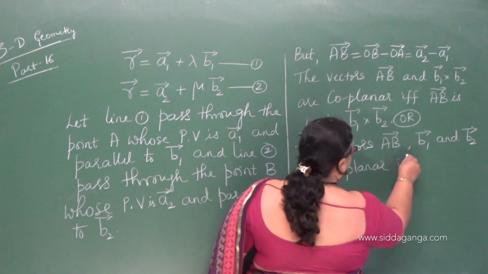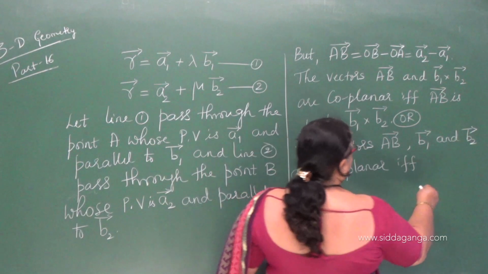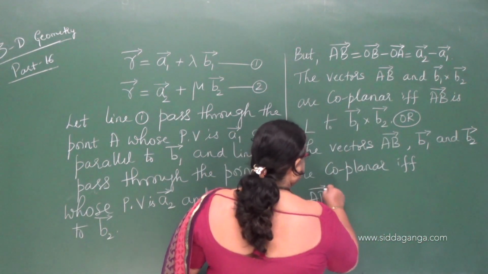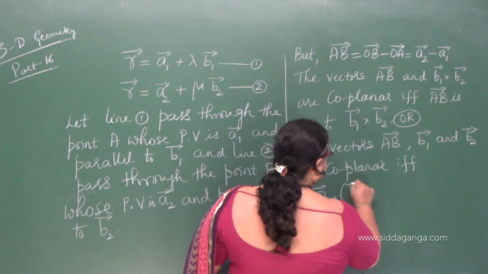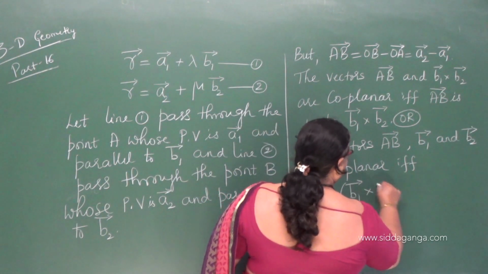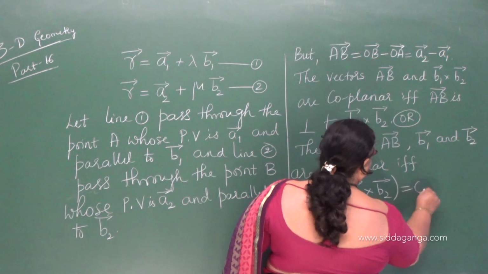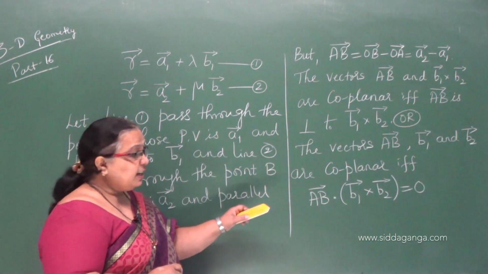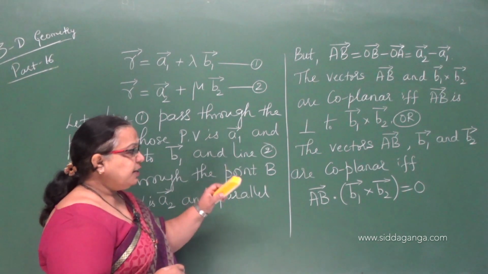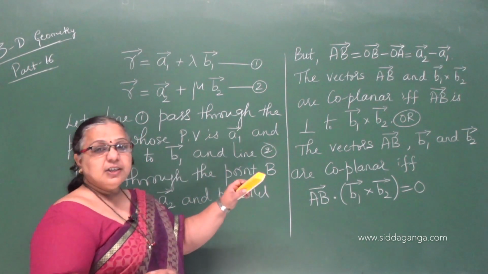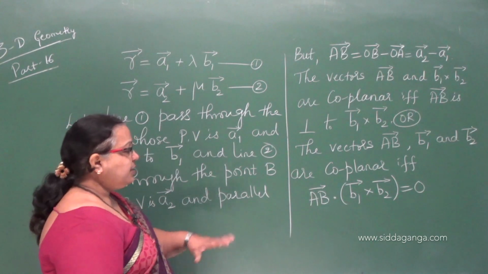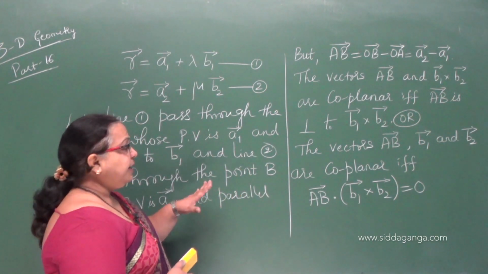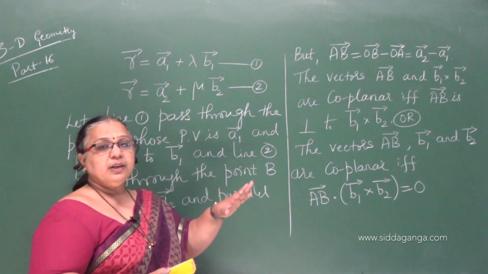if and only if their scalar triple product is 0. If and only if their scalar triple product is 0. So this is the condition for the coplanarity of the two lines.